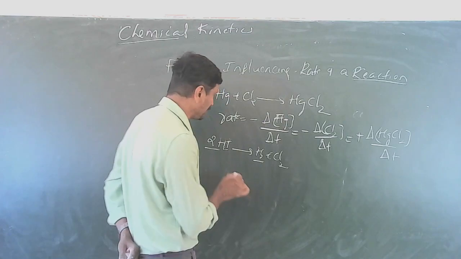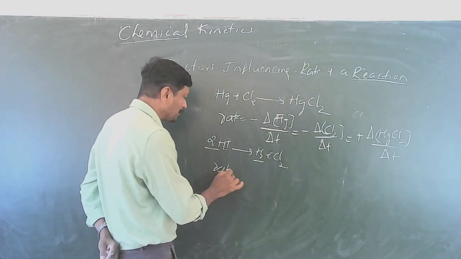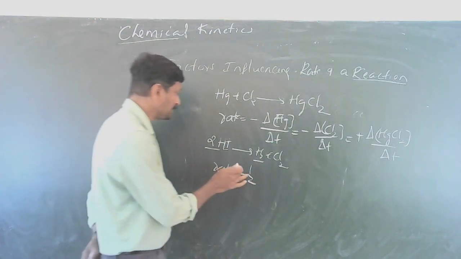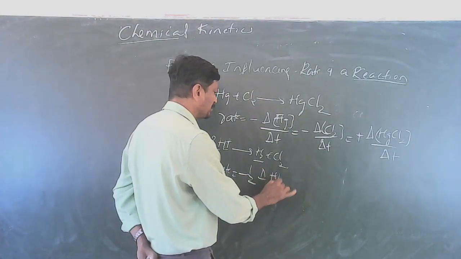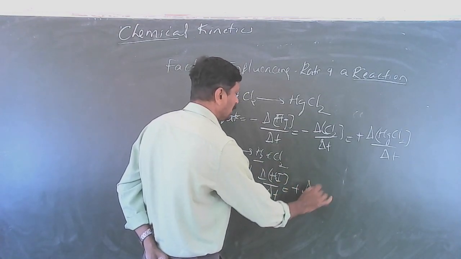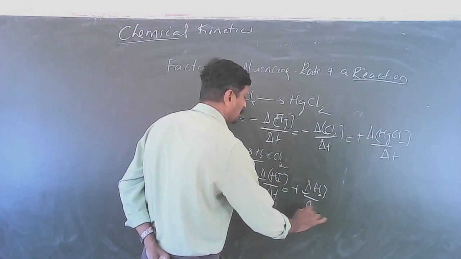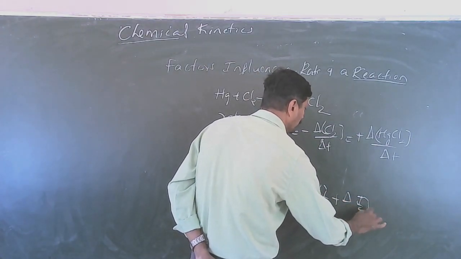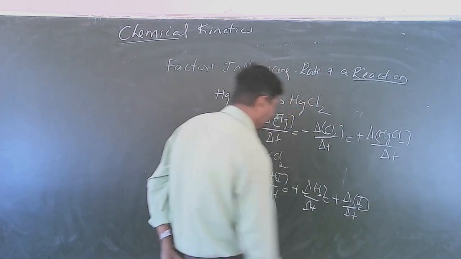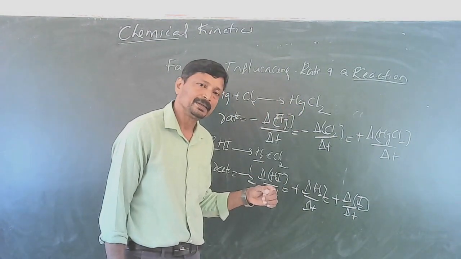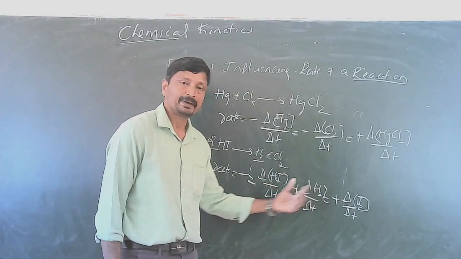Then how do you write the rate here? Here rate is equal to minus, you have to divide by the stoichiometric coefficient, minus of delta HI divided by delta T is equal to plus delta H2 divided by delta T is equal to plus delta I2 divided by delta T. See what it shows? The rate of disappearance of HI is twice the rate of appearance of H2.